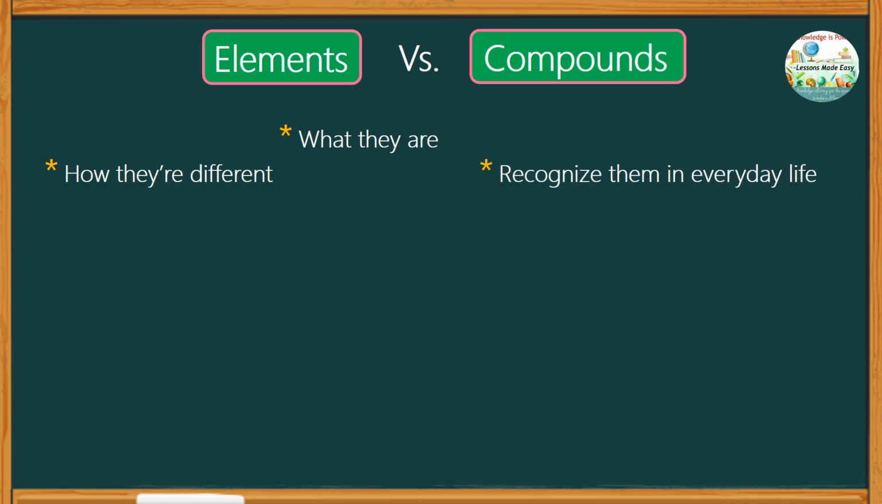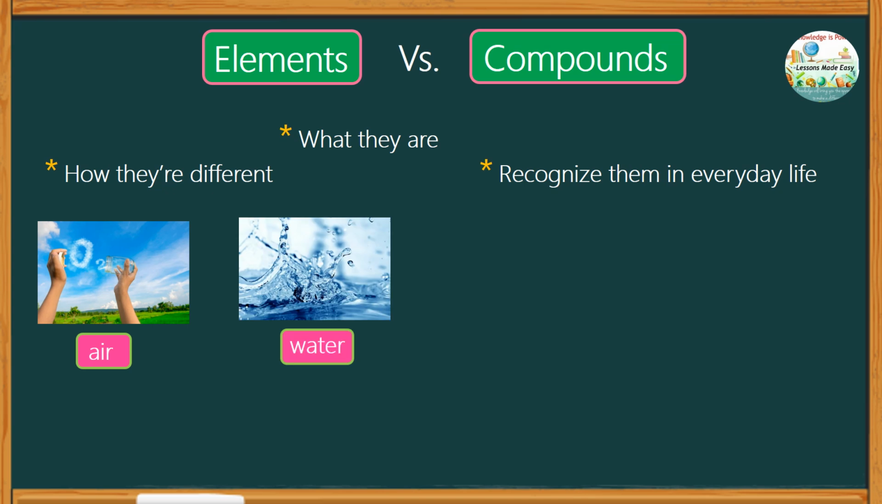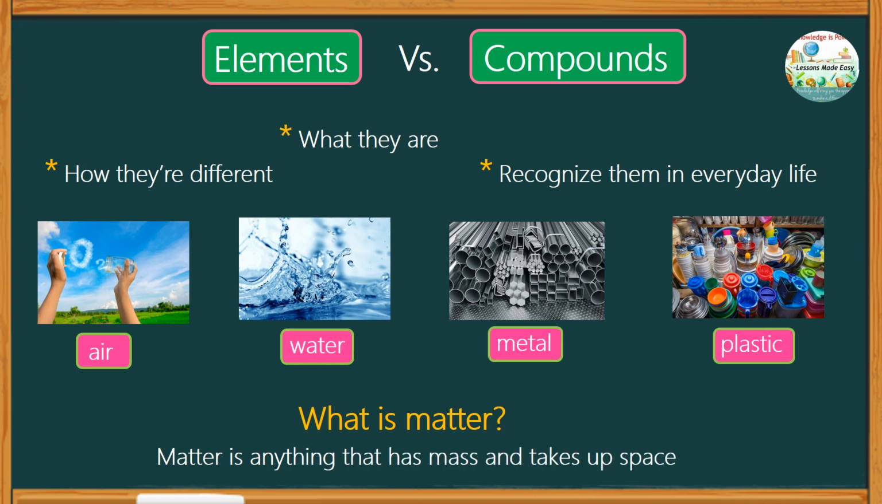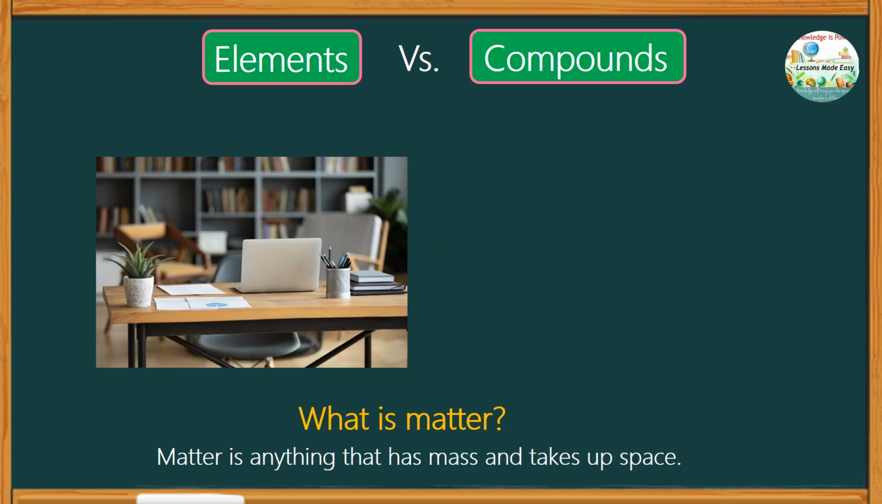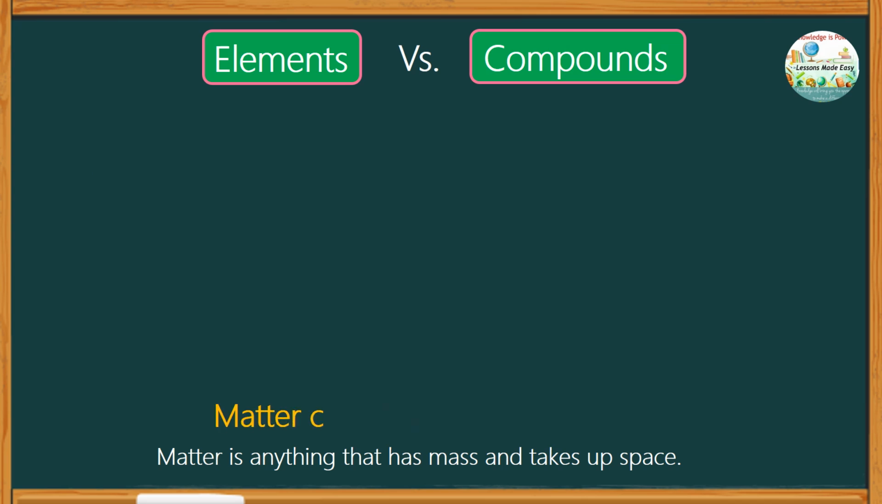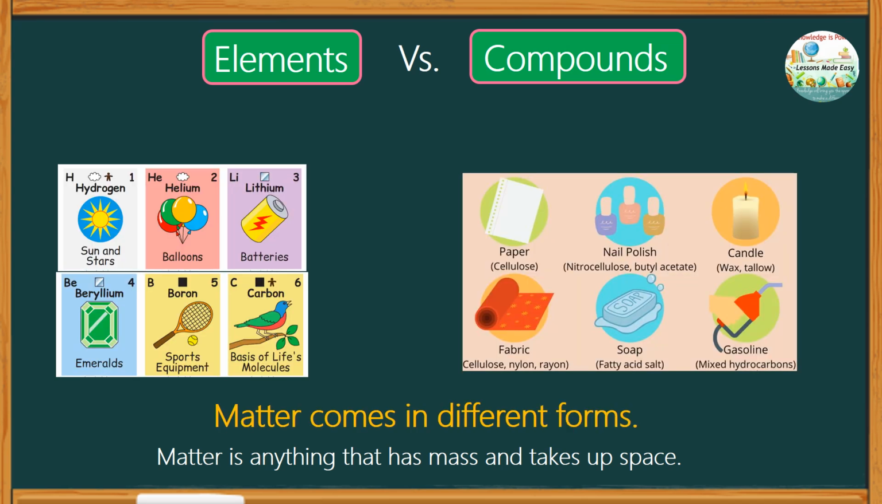Everything around us, like air, water, metal, plastic, are all made up of matter. Let's start with something basic. What is matter? Matter is anything that has mass and takes up space. Your desk, the air you're breathing, and even your own body all are made up of matter. But matter comes in different forms.